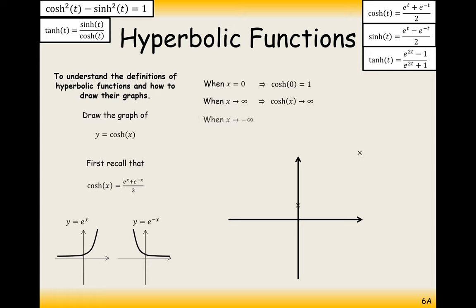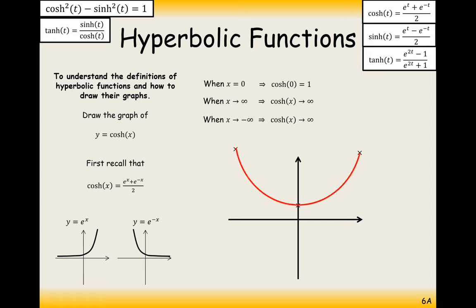What will happen then as x gets really, really small? Well, as x is a really, really negative number, e to the x will just be basically 0. E to the minus of a really, really negative number will be a double negative, so it will end up being positive. We can think of it as a really negative number on the e to the minus x graph will be very positive indeed. So something very positive divided by 2 is still something very positive and will tend towards infinity as well.